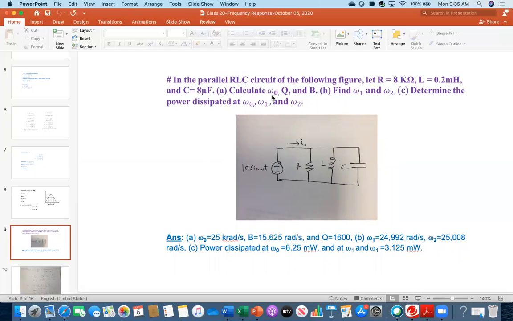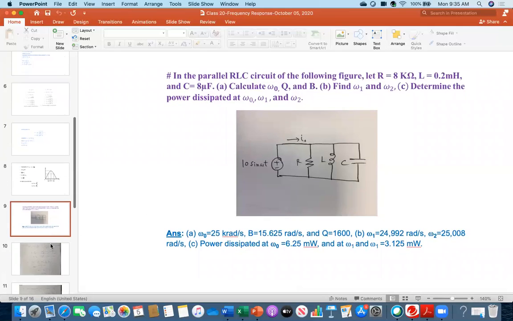Omega naught is the resonant frequency, Q is the quality factor, B is the bandwidth. And question B, find omega 1 and omega 2, those two half-power frequencies. And question C, determine the power dissipated at omega naught, omega 1, and omega 2. And here I have written down the answers, but let's have a look at the solution.